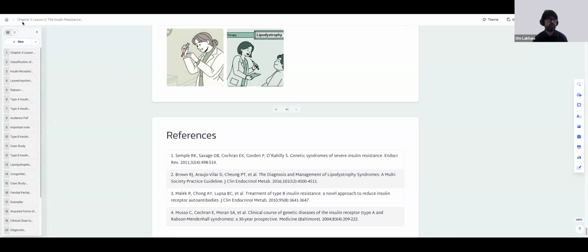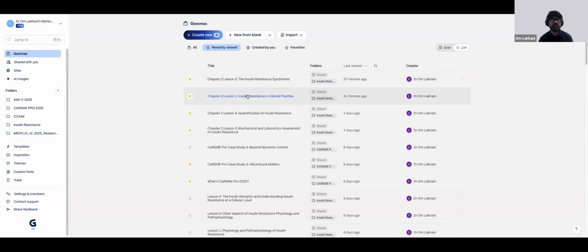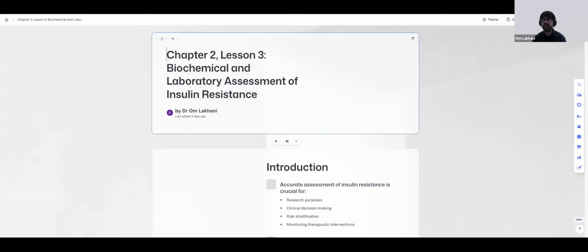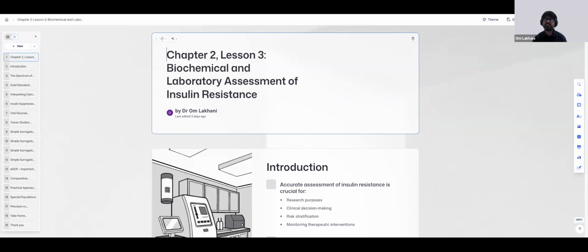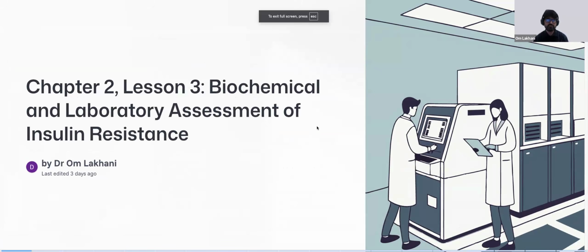So let's look at lecture number 3. And now let's come to the quantification of insulin resistance through biochemical means, right? What we discussed so far was how clinically you will assess for insulin resistance. And now let's discuss the biochemistry or the lab tests which can help you determine insulin resistance. Okay. So the biochemical aspect, this is where we'll be discussing the HOMAs and QUICKIs and so on. Okay.